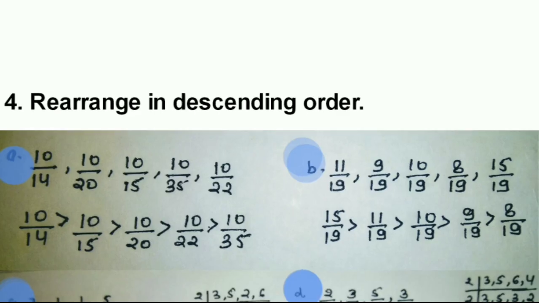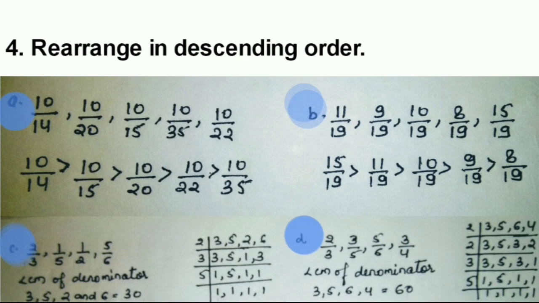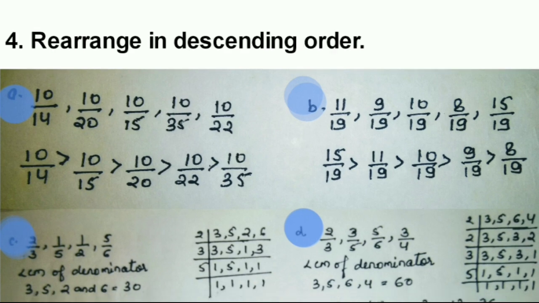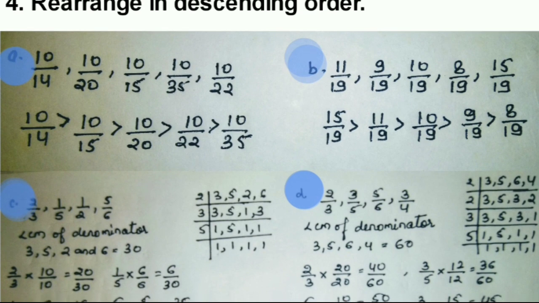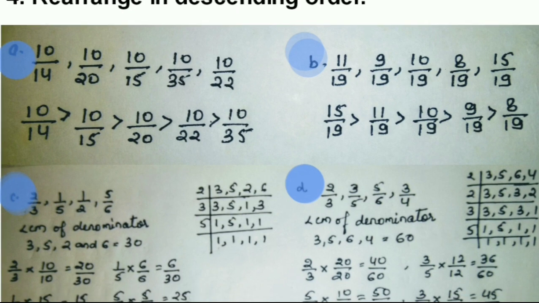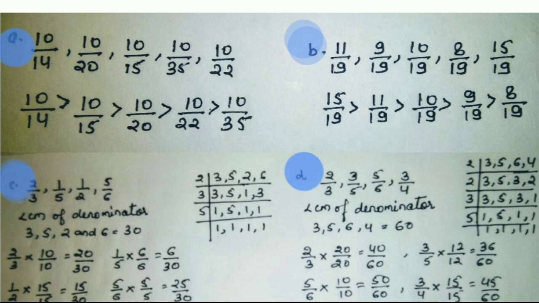Next, rearrange in descending order. Descending order means greatest to smallest. In this one, see, when the denominators are different and the numerators are the same, the smallest denominator is the biggest number. Clear? See, 10 upon 14, 10 upon 15, 10 upon 20, 10 upon 22 and 10 upon 35.